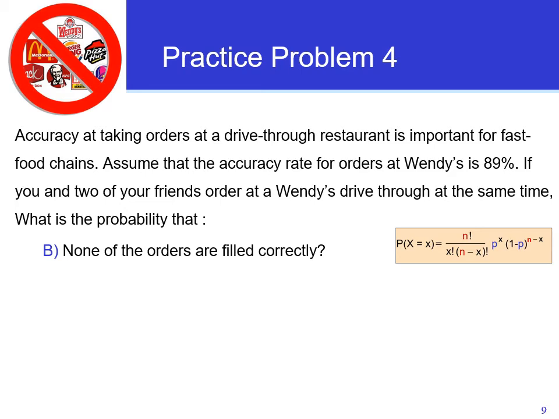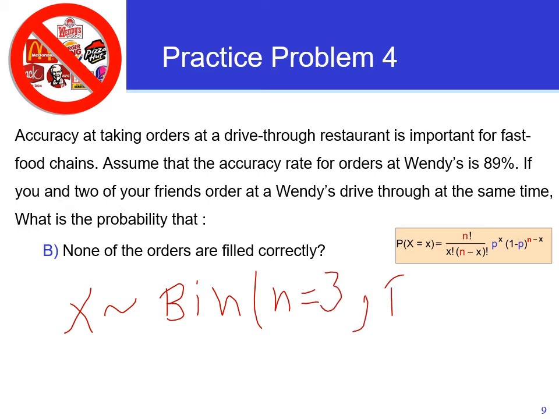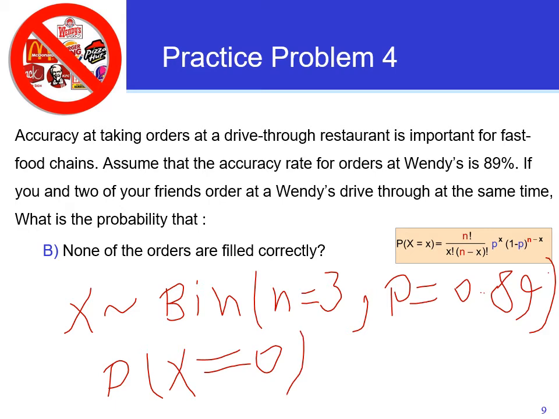So here we are dealing with a binomial distribution. X, the number of orders that are successfully fulfilled, follows a binomial distribution with n equal to 3 here because you are 3 people, and probability of success p equal to 0.89. So here it asks for the probability that the number of orders that get fulfilled correctly is equal to 0. This is what you have to look for using this formula right here. So you just have to plug in this formula. So let's see the solution here.